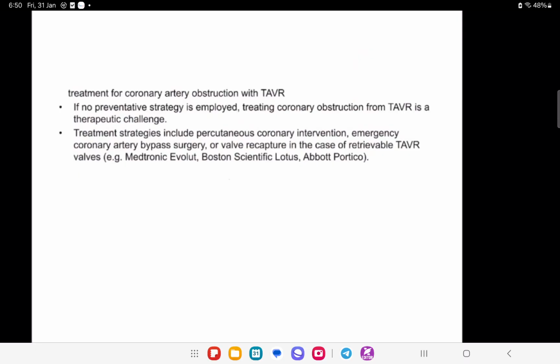Treatment for coronary artery obstruction with TAVR: if no preventive strategy is employed, treating coronary obstruction from TAVR is a therapeutic challenge. Treatment strategies include percutaneous coronary intervention, emergency coronary artery bypass surgery, or valve recapture in the case of retrievable TAVR valves like Medtronic Evolut, Boston Scientific Lotus valve, and Abbott Portico.